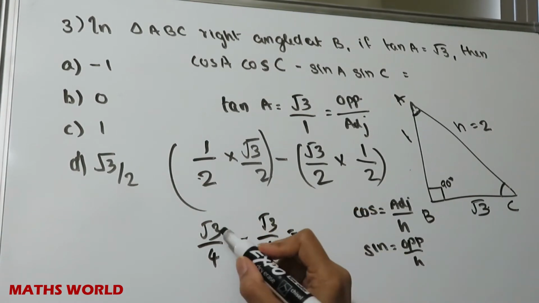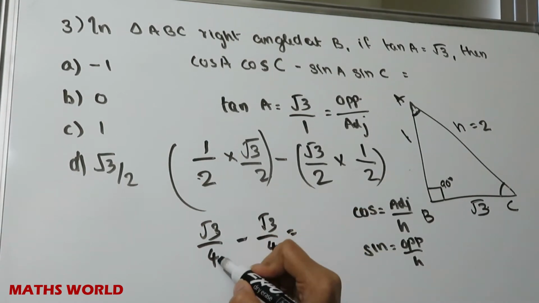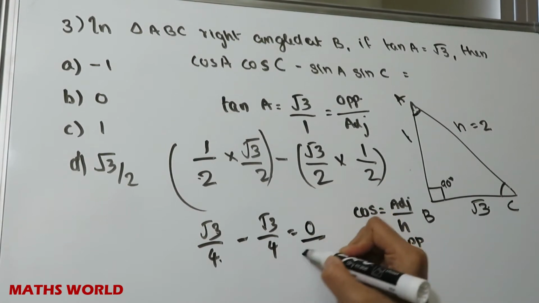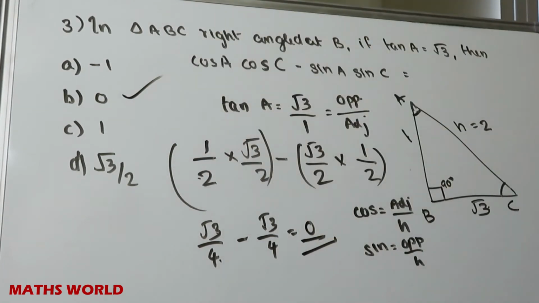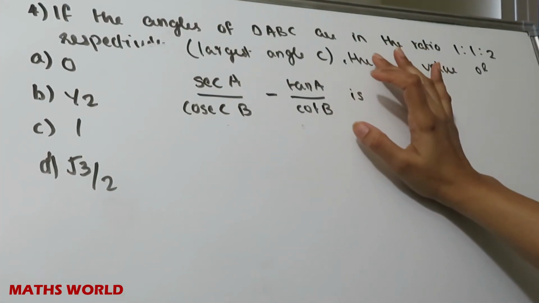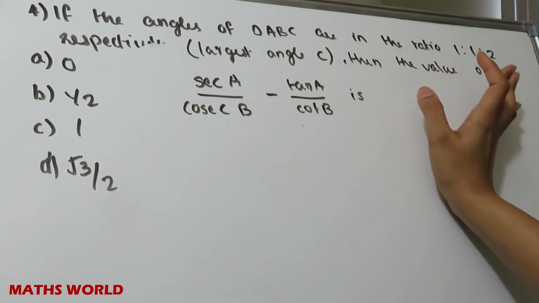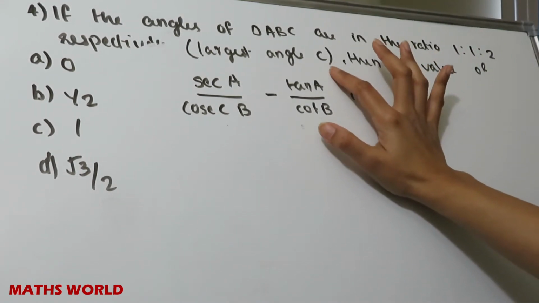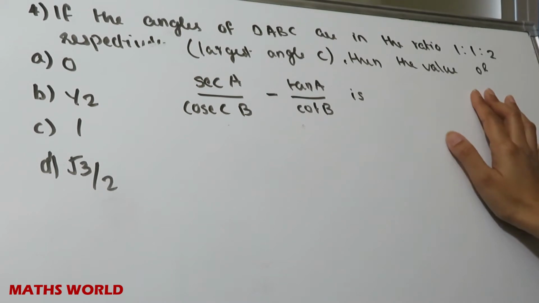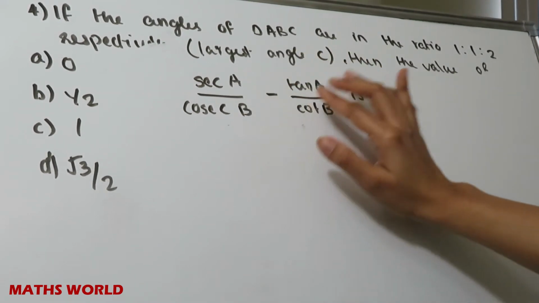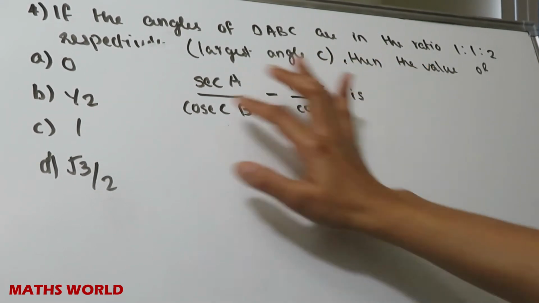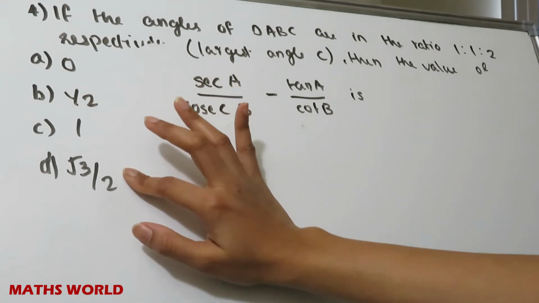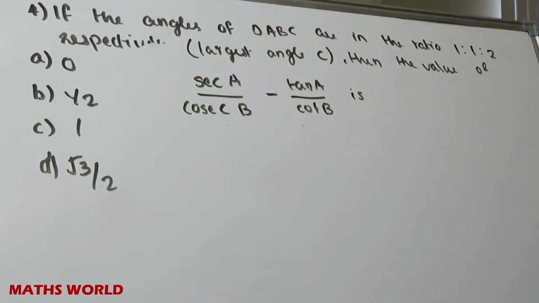So root 3 by 4 minus root 3 by 4 equal to 0. Answer option B. Fourth question: if the angles of triangle ABC are in the ratio 1:1:2 respectively, largest angle is C, then the value of sec A by cosec B minus tan A by cot B is: 0, 1/2, 1, √3/2. These are the options.